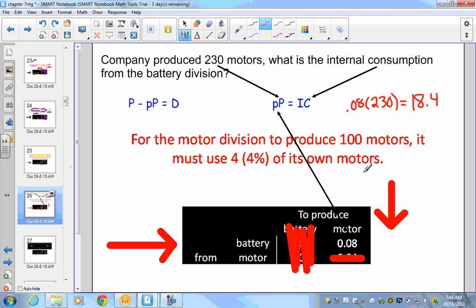Now, if I was going to ask another question of, okay, let's just do a follow-up question of, if there was 230 motors produced, you know what? Scratch that. I don't even want to ask that question. Let's move on. All right.